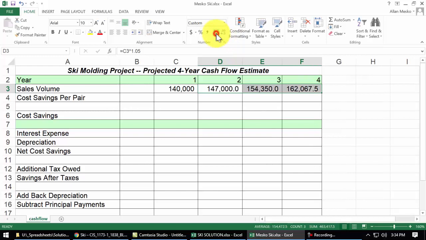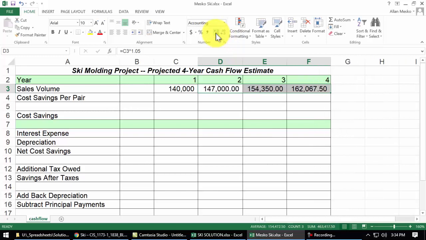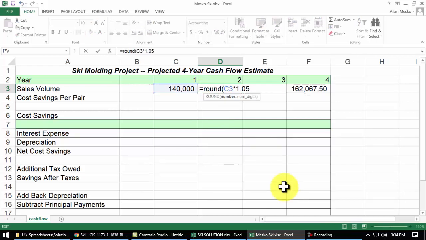now we want to make sure they said actually round it to the nearest whole number, didn't they? They're all whole numbers until we get to year 4, and we're not going to be making half a pair of skis. So let's use the round function and say round this thing, and they want it to the nearest whole number. So that would be 0 decimal places. If we wanted it to the nearest tenth, it would be 1. Nearest hundredth would be 2. But if we wanted it to the nearest hundred, that would be a -2.